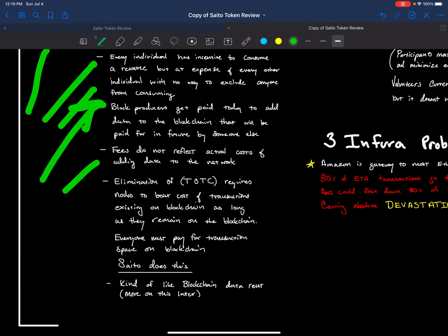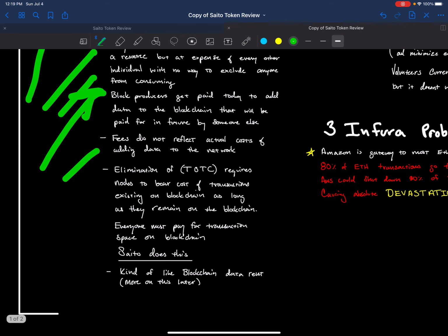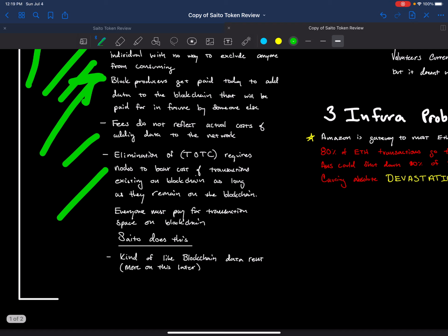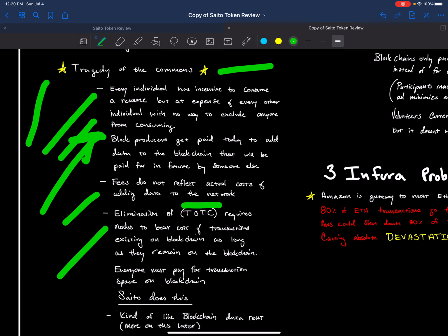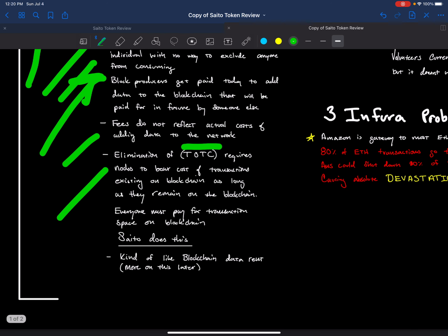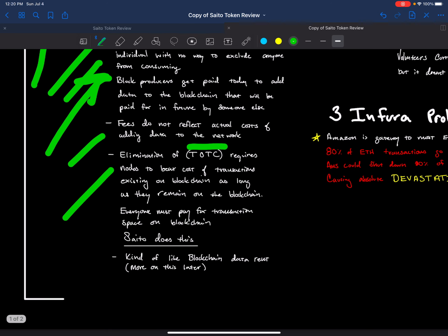The fees do not reflect the actual costs of adding data to the network, and elimination of the tragedy of the commons, TOTC, requires nodes to bear the cost of transactions that exist on the blockchain for as long as they remain on the blockchain. So basically, accounting for the space on the blockchain as a cost, creating a cost associated with that. That is what this project will do. Everyone must pay for the transaction space that exists on the blockchain, and that's what Saito is doing.